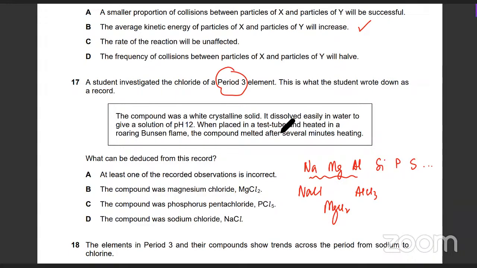When heated in a crucible, the compound melted after several minutes. So it can't be AlCl3. AlCl3 is a covalent molecule. It dimerizes. It evaporates very quickly. So it's not going to melt after several minutes. It's just going to boil immediately, right? So remember, AlCl3 forms a dimer and it vaporizes very quickly. It's a covalent molecule, with weak van der Waals forces. Is that clear? So you're left with NaCl and MgCl2, these two.